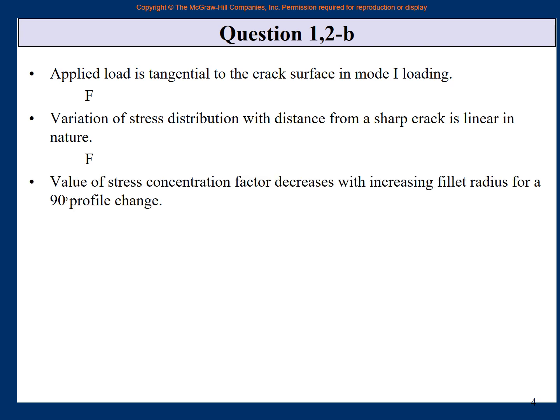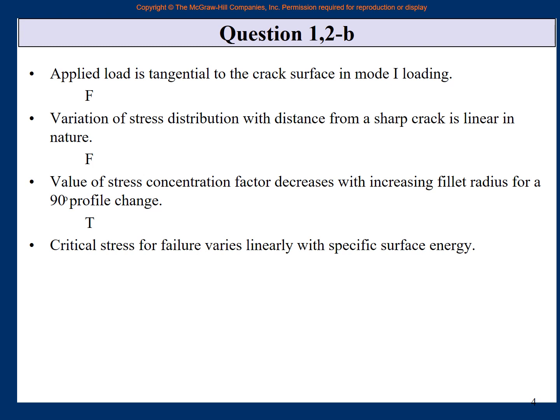Value of a stress concentration factor decreases with increasing fillet radius for a 90-degree profile change. Yes or no? Right. So yes, you are right. It is true, because if the fillet radius is very large, then the stress concentration factor is small.